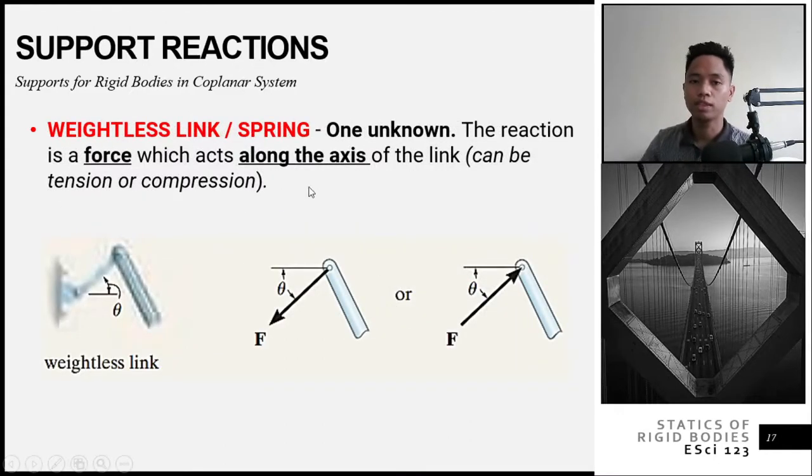Next, the weightless link or spring. It will also give you one unknown. The reaction is a force which acts along the axis of the link. Since this is a link, it can be a rod or a spring, right? A spring can be in compression or tension, depending on your case. Basically, it can be tension or compression. That is for your link or your spring.